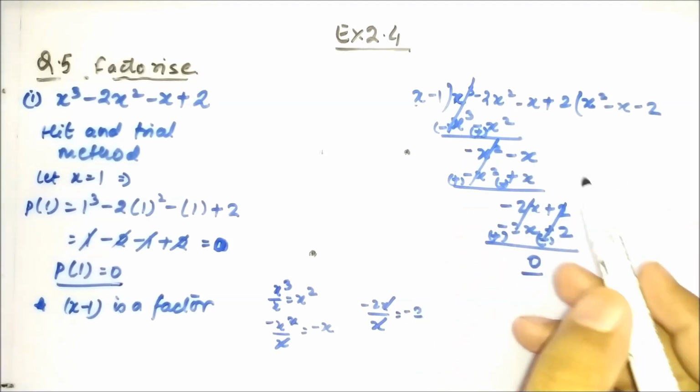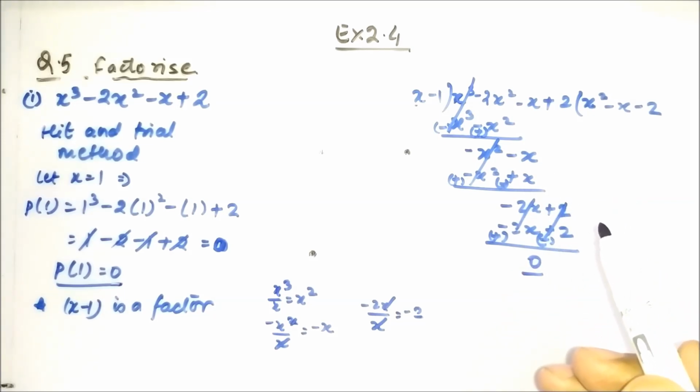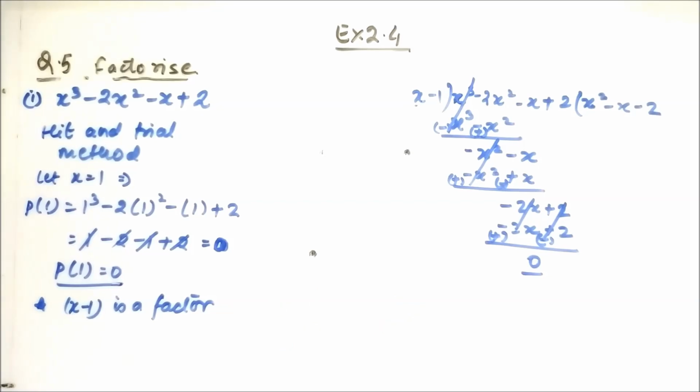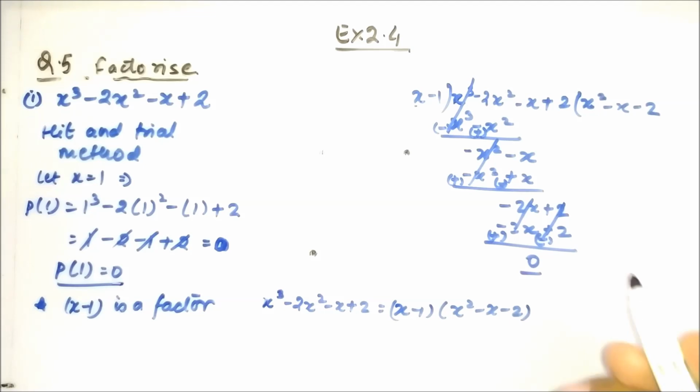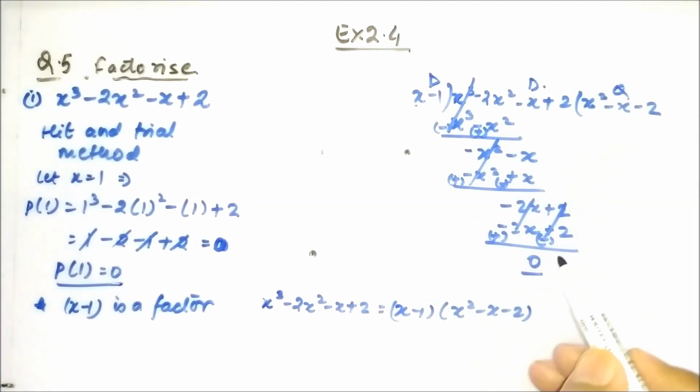Now by using the division algorithm, what we mean is that the dividend is equal to divisor into quotient plus remainder. So if we follow this here, the dividend is x cube minus 2x square minus x plus 2, that is equal to the divisor into quotient. That is x minus 1 into the quotient, which is x square minus x minus 2. This is the dividend, this is the divisor, this is the quotient, and this is the remainder.